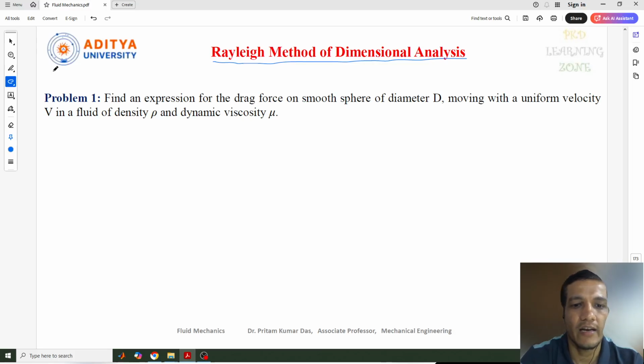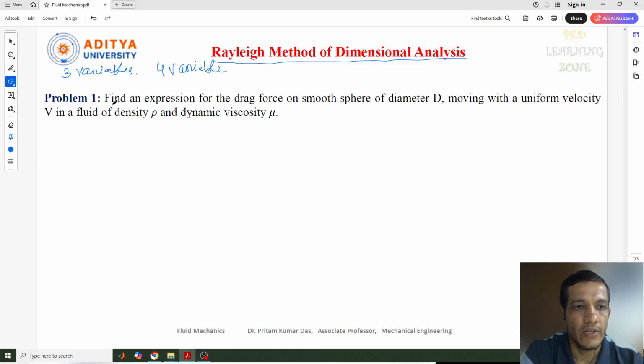The Rayleigh method is used to determine the expression for any variable that depends upon only 3 to 4 variables, not more than that. In the last lecture, we solved a problem where 3 variables were there. Now we'll find an expression where 4 variables will be present. So in this problem, I have taken an expression where 4 variables are there.